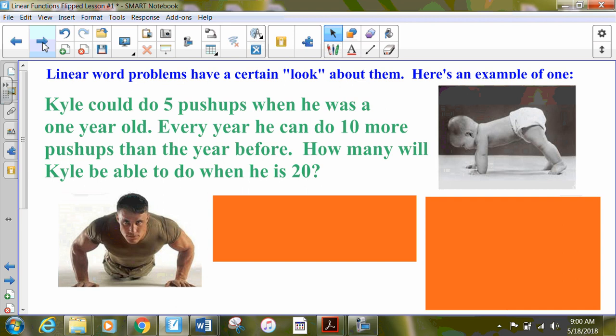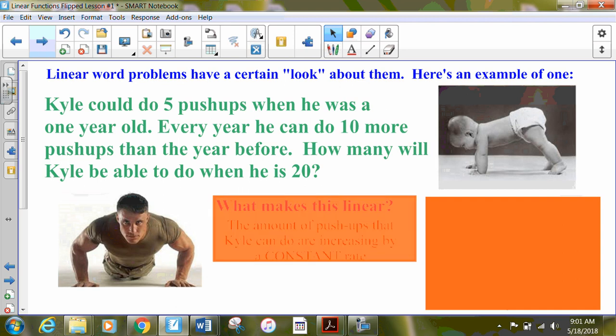So linear word problems also have a certain look about them, and here's an example of one. Kyle could do 5 push-ups when he was 1 year old. Every year he can do 10 more push-ups than the year before. Okay, Kyle's pretty amazing. How many will Kyle be able to do when he is 20?